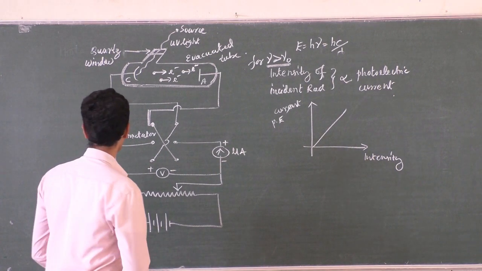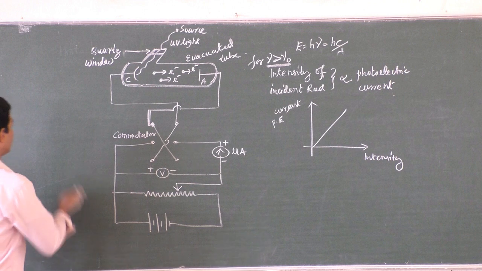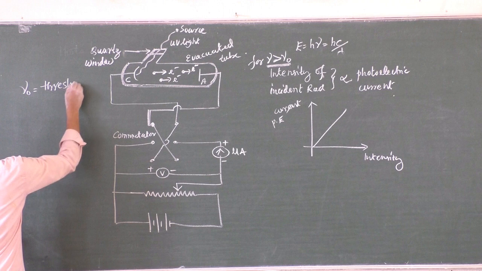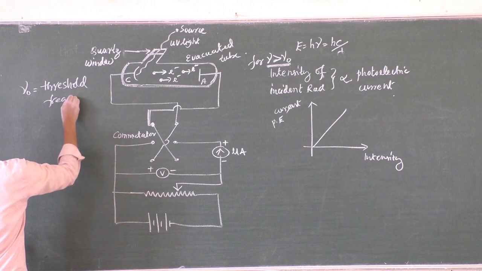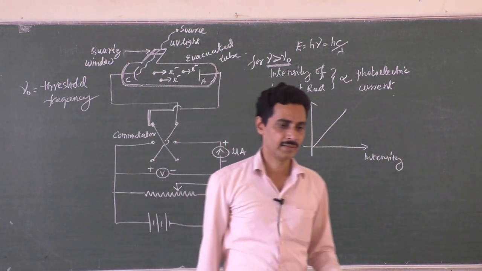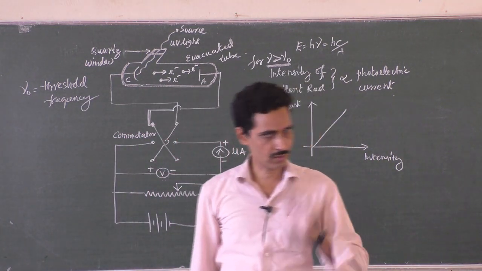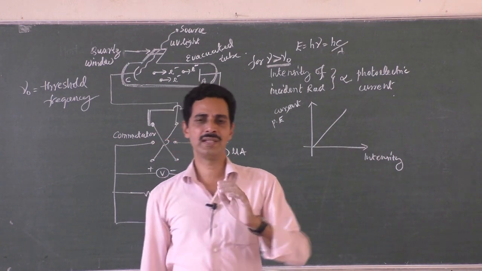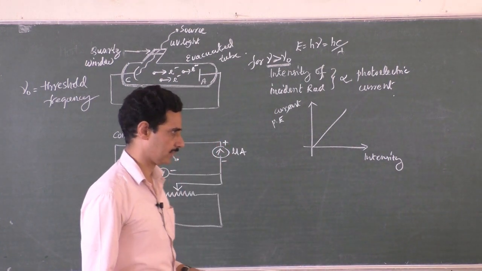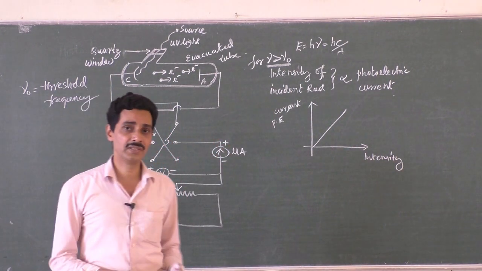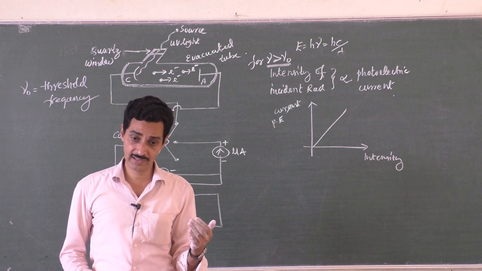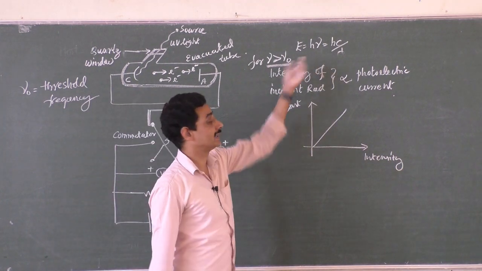What is nu naught? Nu naught is called the threshold frequency. What do you mean by threshold frequency? It is the minimum frequency above which photoelectrons are emitted, and the frequency below which no photoelectric emission takes place. That is called the threshold frequency. So if you want to do something with the photoelectric effect, the frequency of incident radiation must be more than the threshold frequency so that it can emit photoelectrons.